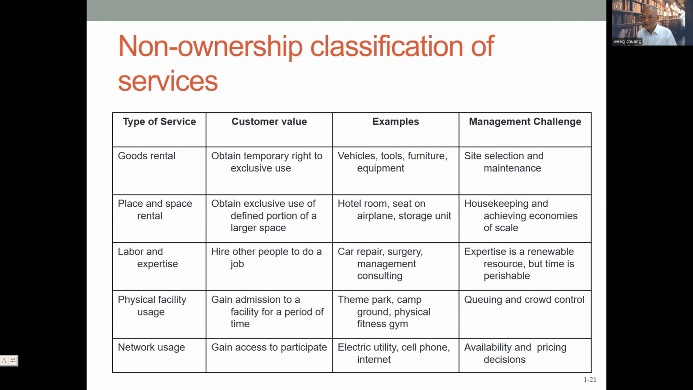And the final non-ownership service is network usage. Customer value is obtained from gaining access to participate. Examples are electric utility, cell phone, internet. That is, you rent the right to use the network. And the management challenge is availability and pricing decisions, for marketing purposes, to keep more customers and to make more profits.